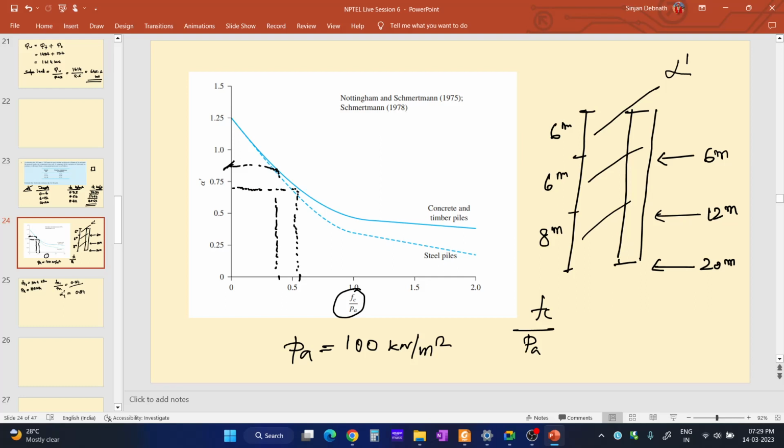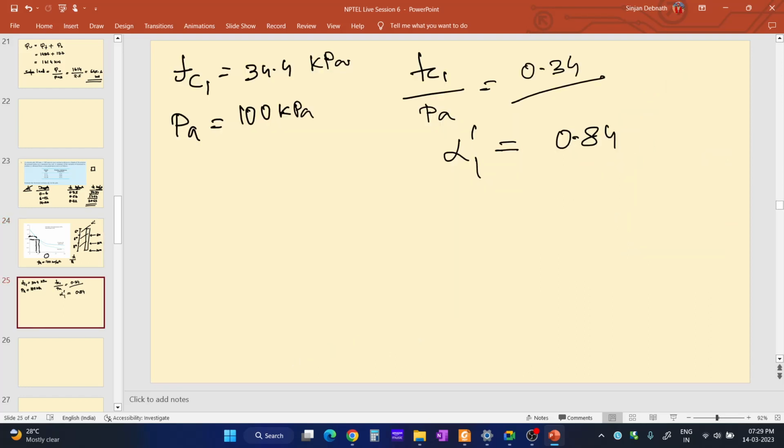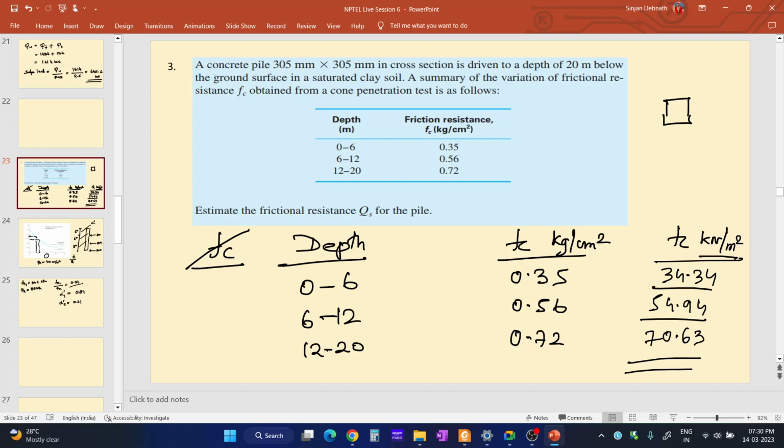We'll get the value of alpha dash around 0.71. So alpha dash 2 will be 0.71. Similarly, for the third segment, where FC3 is 0.72, so 0.72 divided by PA, that is 100, FC3 by PA will be equal to... yes, 70.63 here.